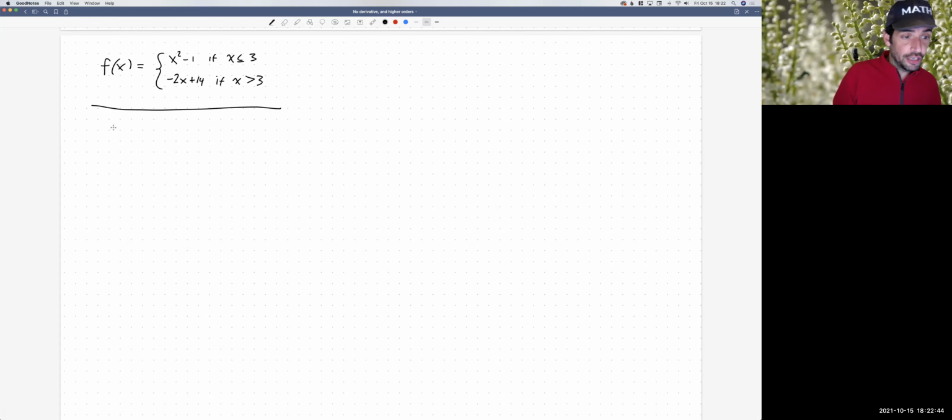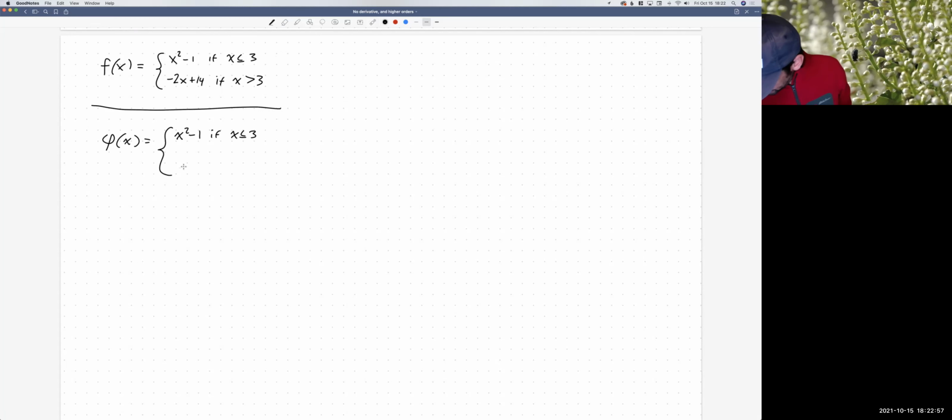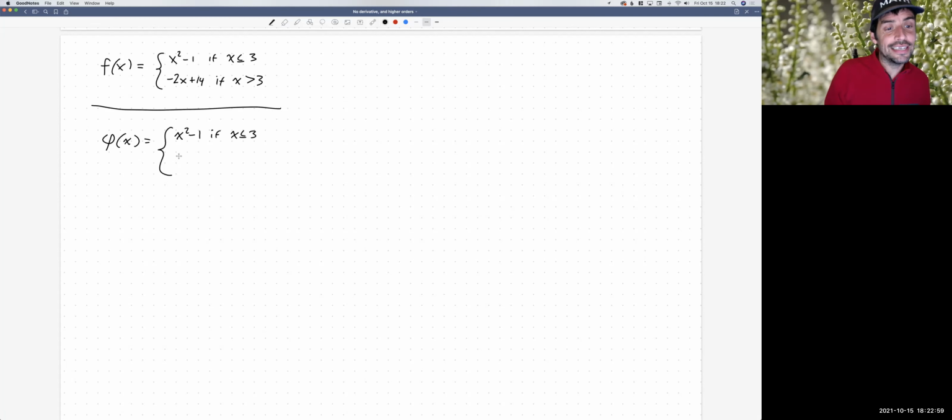The new function, I named it phi, was x squared minus 1 if x is less than or equal to 3. And then I found that if I made the line that we attached to it 6x minus 10 if x was greater than 3, that would make this differentiable at 3.